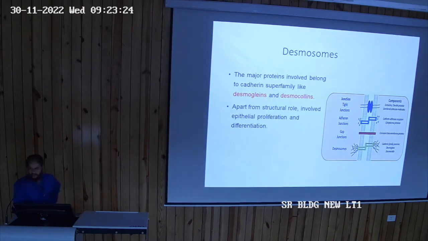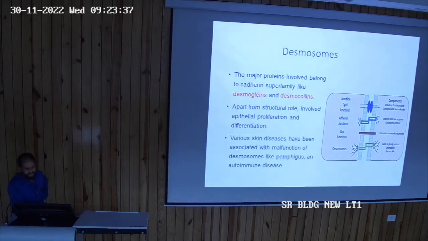Then apart from this, obviously these are all providing the structural support. Apart from that, it is involved in other cellular signaling, and that is leading to the epithelial proliferation and differentiation. This is important that if there is mutation in these desmosomes, ये जो connections हैं desmosomal proteins में अगर mutation हो जाते हैं, it leads to certain diseases, especially of skin, है ना, especially of skin.